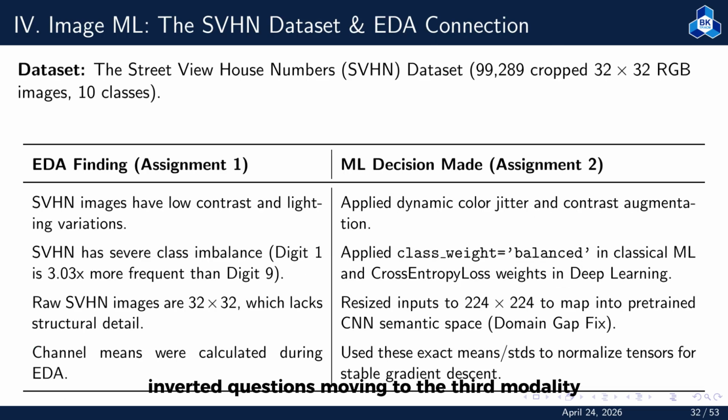Moving to the third modality, we analyze the Street View House Numbers, or SVHN dataset. We have nearly 100,000 images across 10 classes. However, our approach wasn't generic, it was directly dictated by our Assignment 1 EDA findings. Specifically, we addressed the low contrast through dynamic jittering. Most importantly, we accounted for the 3.03 times class imbalance, where digit 1 is dominant and digit 9 is rare, by applying balanced class weights to our loss functions. Finally, we decided to resize images from 32 by 32 to 224 by 224, allowing us to leverage the semantic power of pre-trained deep networks.